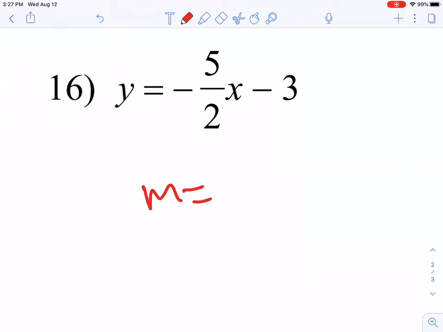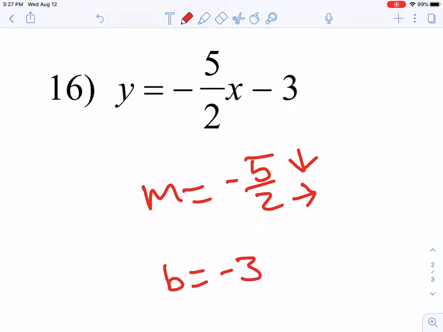M equals negative 5 over 2. So that means we're going to go down and right. It's a negative. The negative means we go down. We're still always going to go right. B equals negative 3, and we're done.